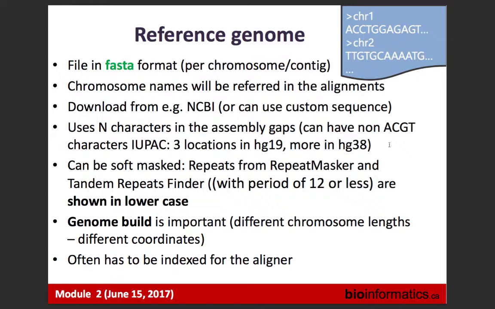I learned the hard way that even the hg19 genome, which originated from 2009 and is very common in the literature, in all publications, where people mostly use this genome, has three locations, among 3 billion positions in the human genome, where we have letters which are not ACGT. I discovered it because I wrote a tool which only assumed these four letters plus N, and this tool broke. It was giving me an error, and that's because there are these IUPAC characters. You know there is a code which, for example, codes for A or C, C and G, these redundant characters.